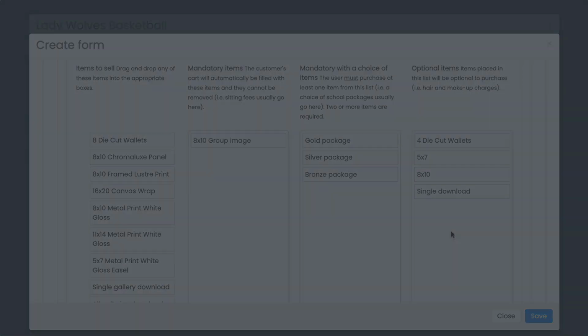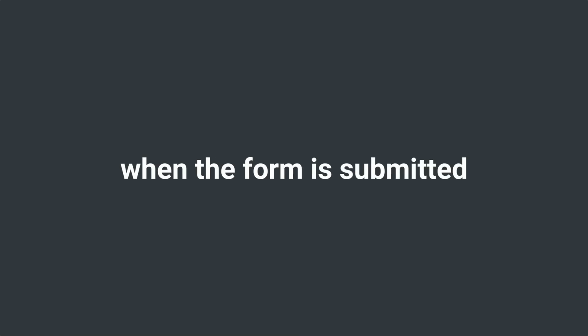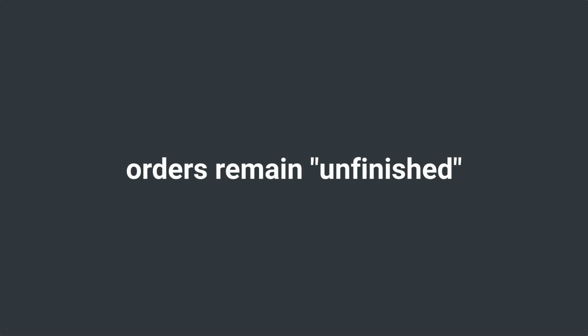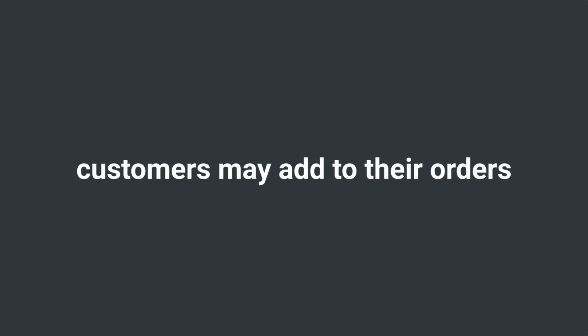As a side note, if your event is set as a non-proofing event, which is an event where the photographer is responsible for choosing the images, then orders will get a finished status when the form is submitted. Otherwise, orders will maintain an unfinished status until the customer has chosen the images for their pre-purchased items and any new items they add after the shoot and finalized their order by completing the checkout.